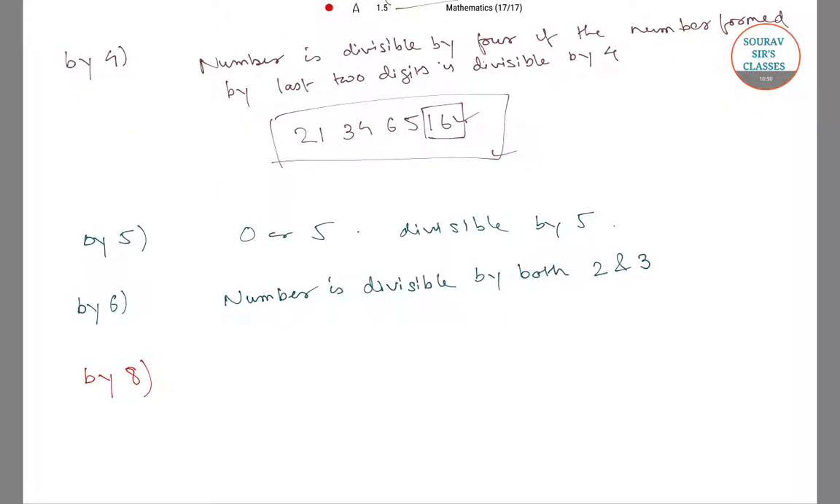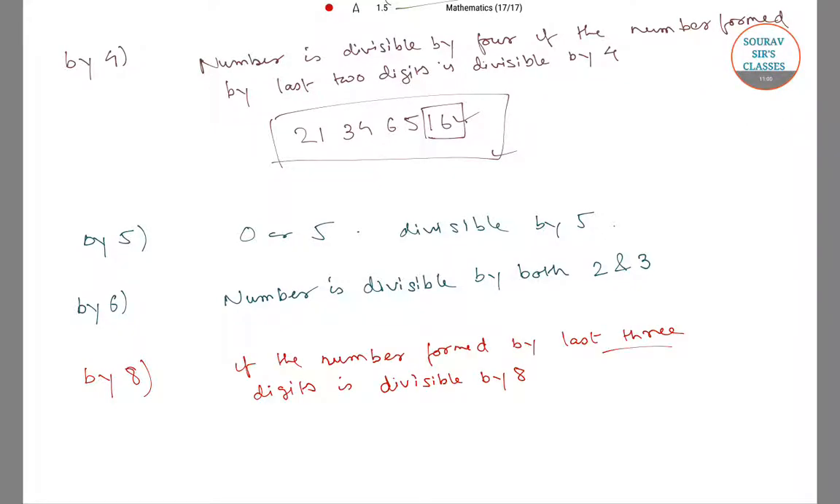Next is divisibility by 8. A number is said to be divisible by 8 if the number formed by the last 3 digits is divisible by 8. For example, suppose we have the number 2, 1, 3, 6, 5, 0, 1, 6. Then the number formed by the last 3 digits is 16. Since 16 is divisible by 8, this number is also divisible by 8.